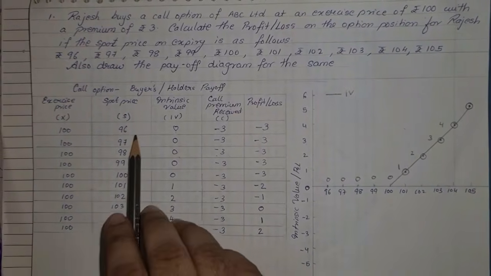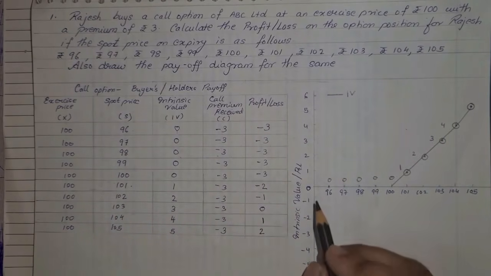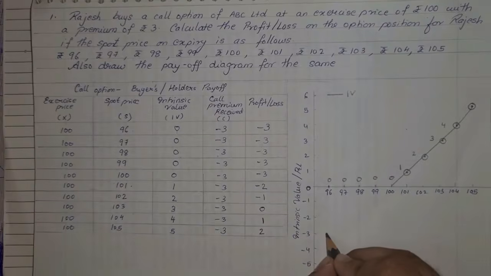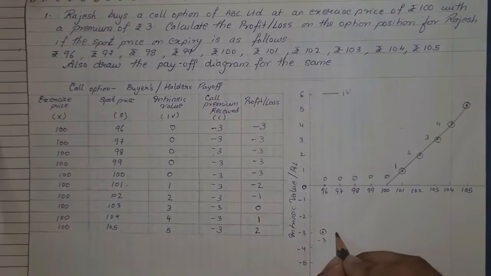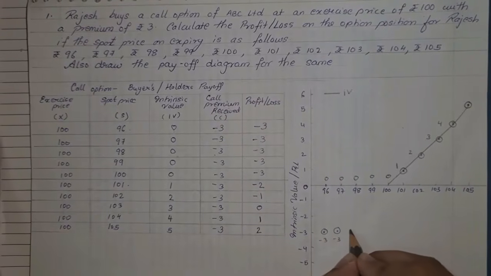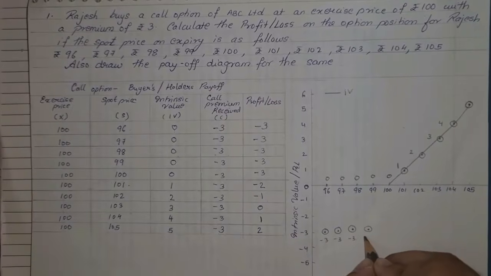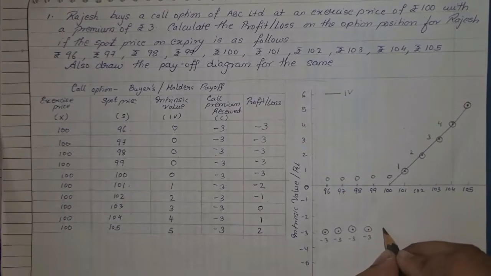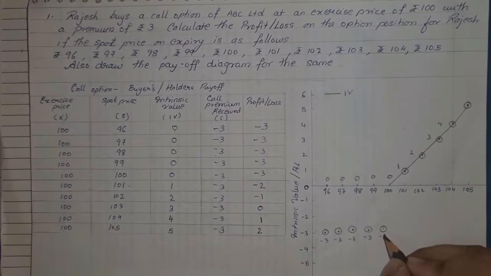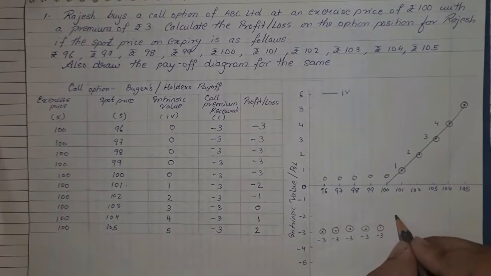Now look at this. When your spot price was 96, the profit was negative. Basically there was a loss of negative 3. So I'm marking it down as my negative 3. At 97 also it was negative 3, at 98 negative 3, at 99 again negative 3, at 100 again negative 3. Now from 101 there has been an upward shift, that's negative 2.